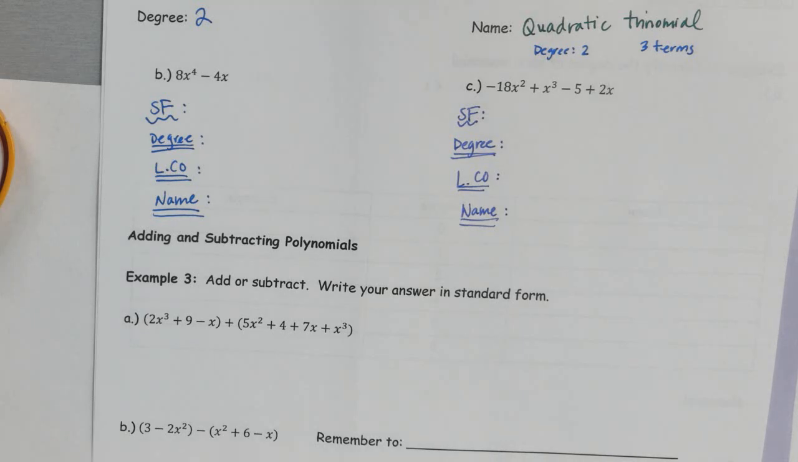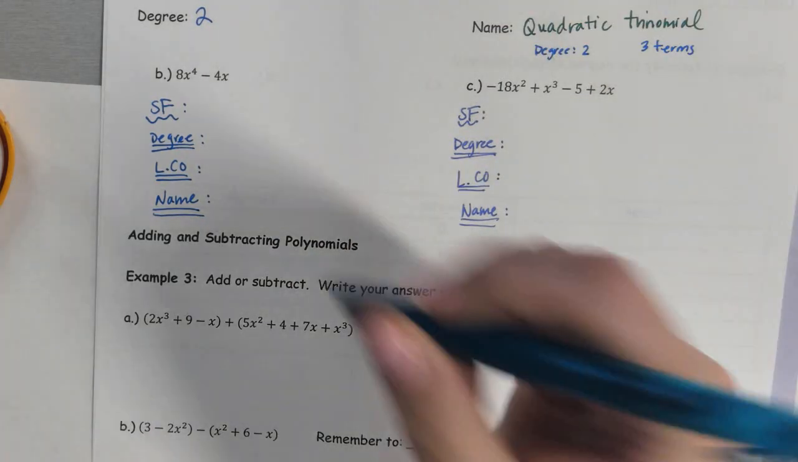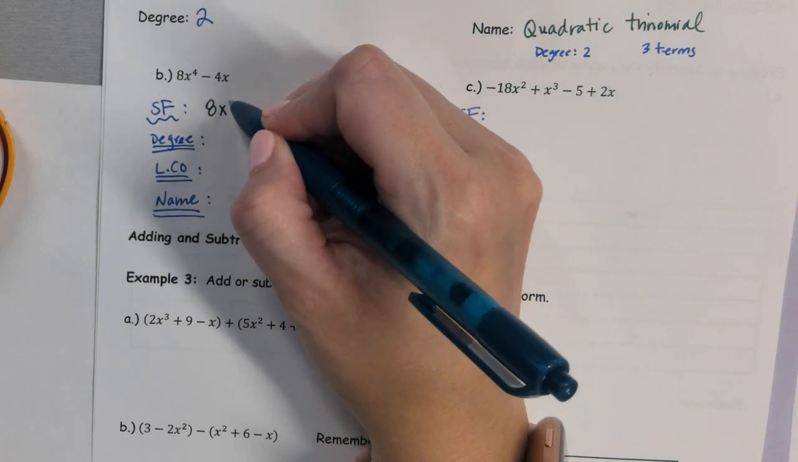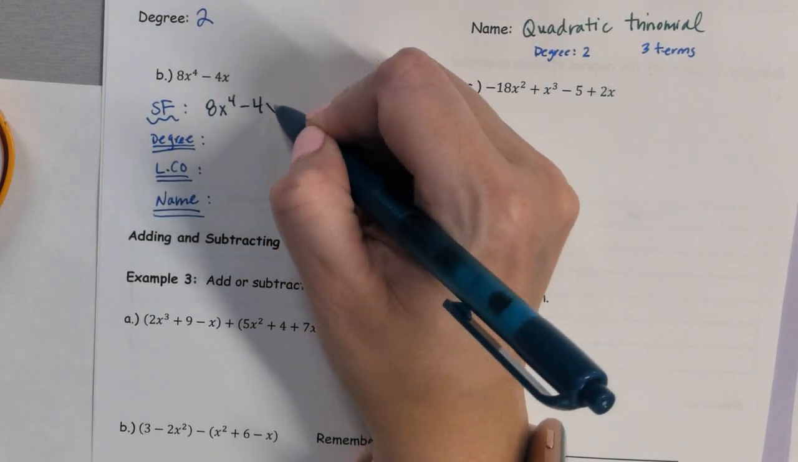Okay, now for standard form, sometimes they're already given to you in standard form. Did you guys recognize this with B? Okay, so when you look at this in your textbook, if it is already written in standard form, you're just going to be writing 8x to the 4th minus 4x. That's fine.